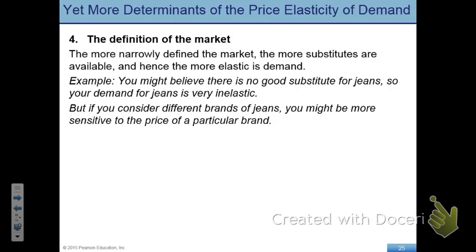So the conclusion that we want to draw, and please write it down because the slide does not really make that conclusion: the smaller the definition of the market, the more elastic the demand is. The larger the definition of the market, the less elastic the demand is. More, small. Less, big.